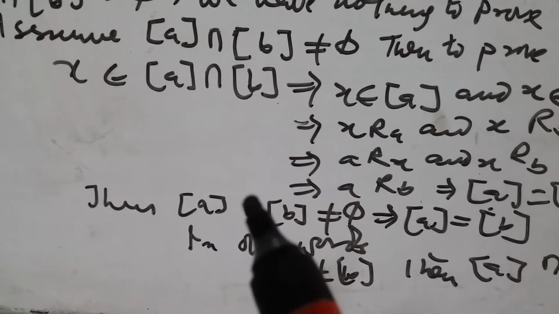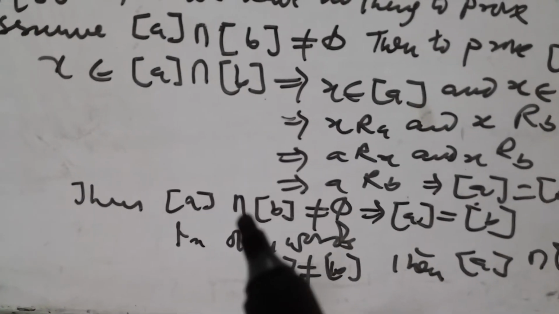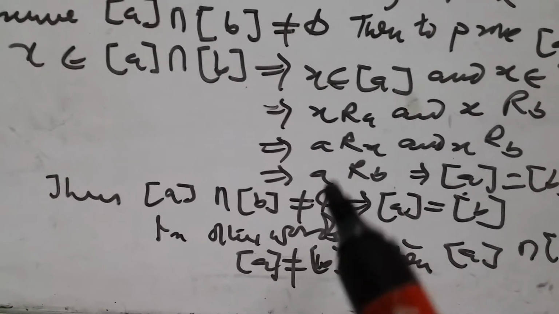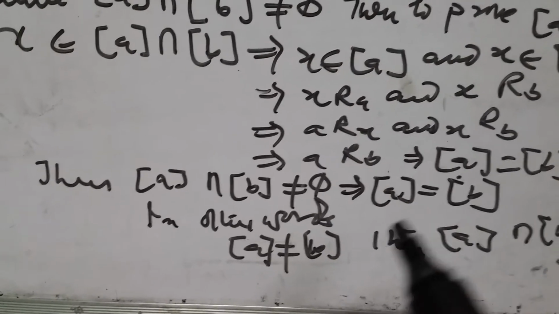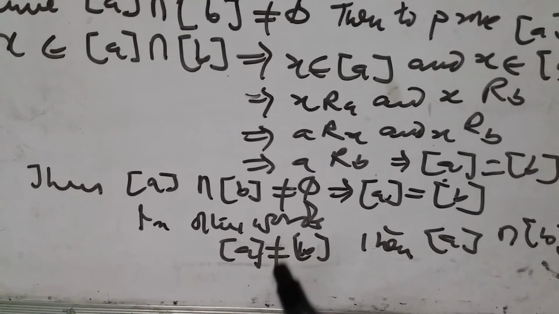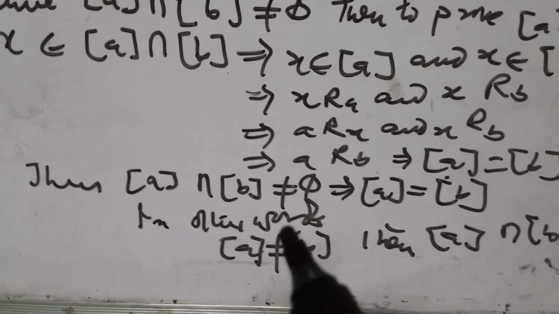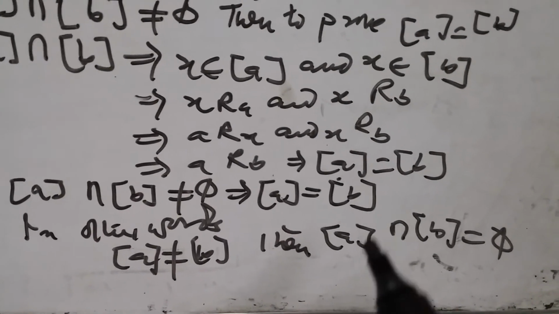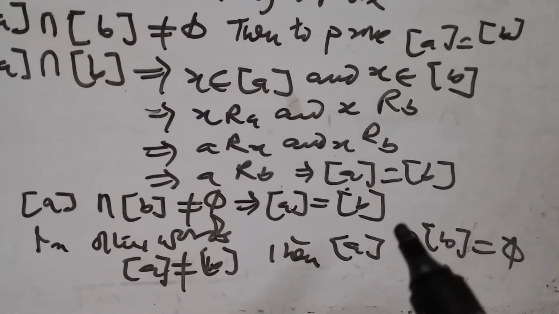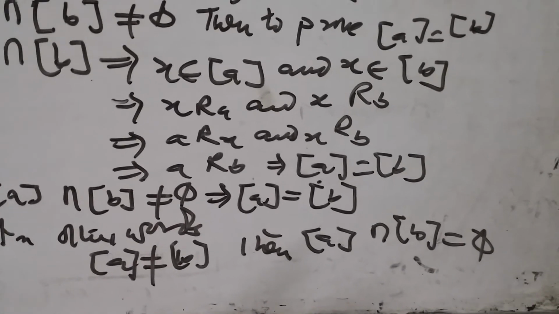So if [a] intersection [b] is not equal to phi, then [a] is equal to [b]. In other words, if [a] is not equal to [b], then [a] intersection [b] is equal to phi.